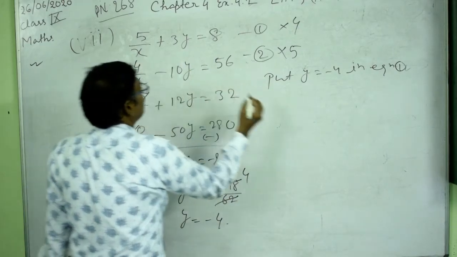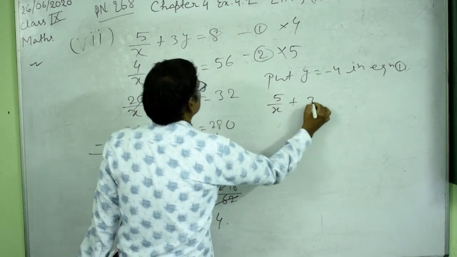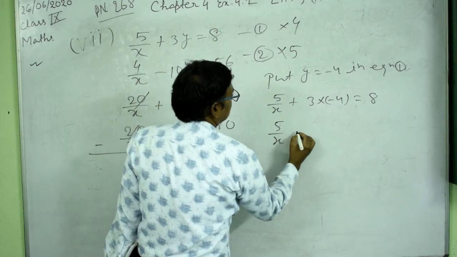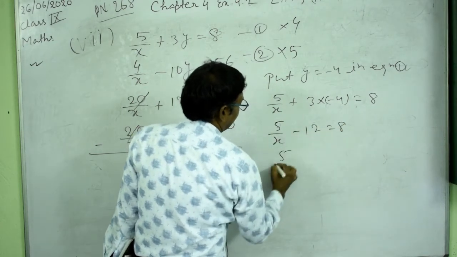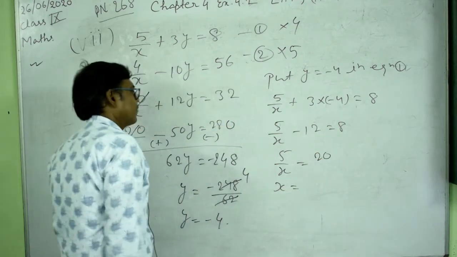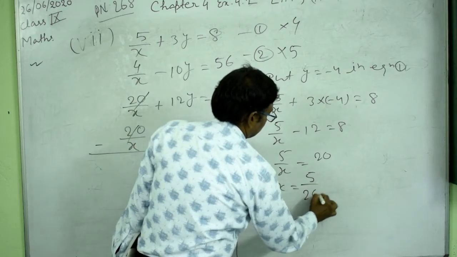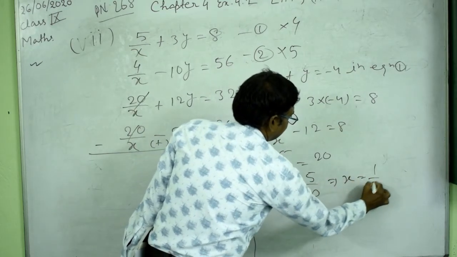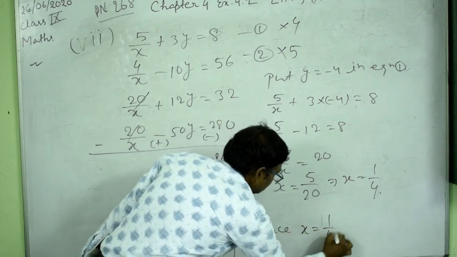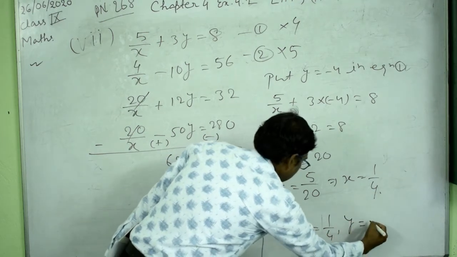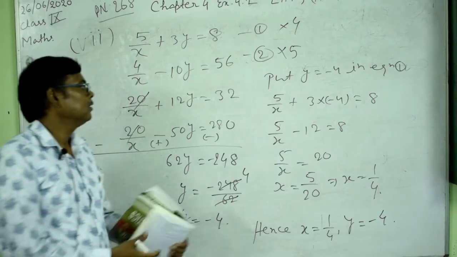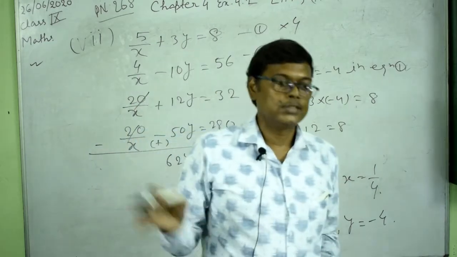So when you put y here, you have 5/x + 3 × (-4) = 8. So 5/x - 12 = 8, 5/x = 20, then x = 5/20. So you have x = 1/4, hence x = 1/4 and y = -4. So this is the answer, and this is, I think, much better than putting all those things and reducing to other forms.